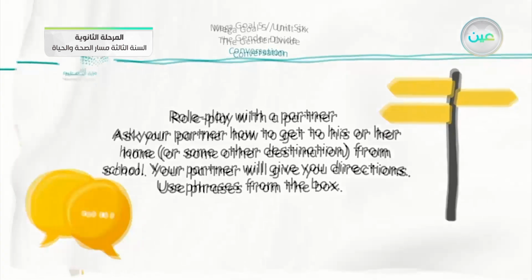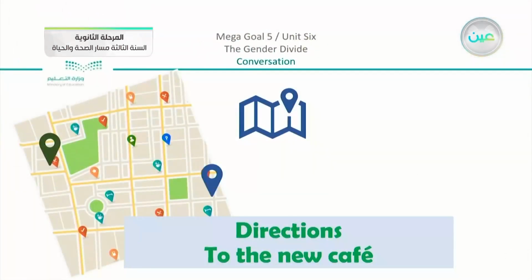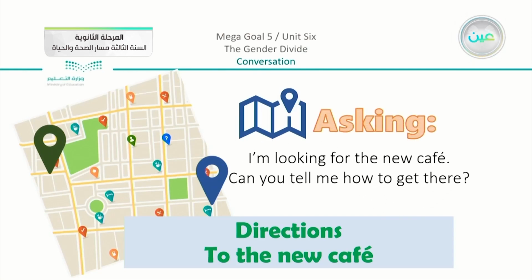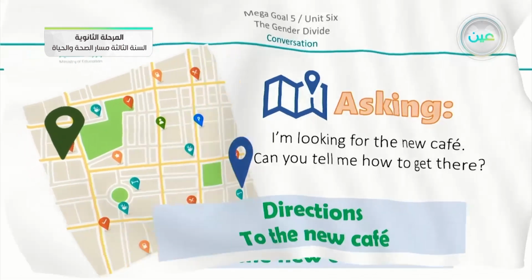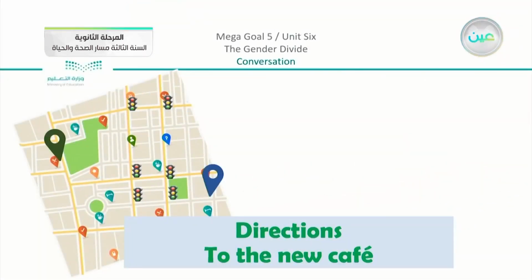So we do have an example here just to use our directions. We are going to mention something about directions to the new cafe. Now I can start by asking someone, I'm looking for the new cafe. Can you tell me how to get there? Now, since I am going to give directions, I do have lots of options. For example, we can say, go straight on this street until you get to the traffic light.